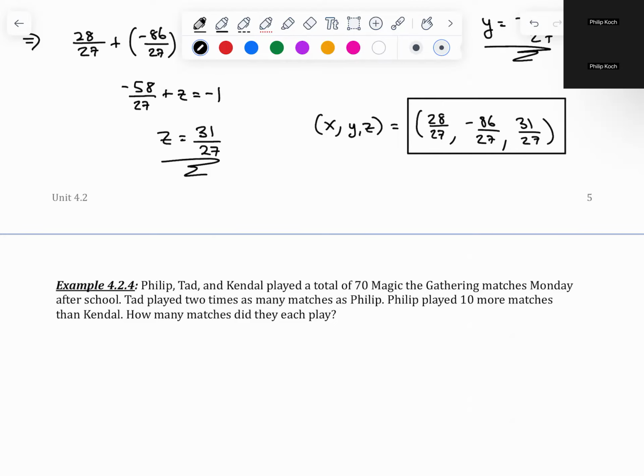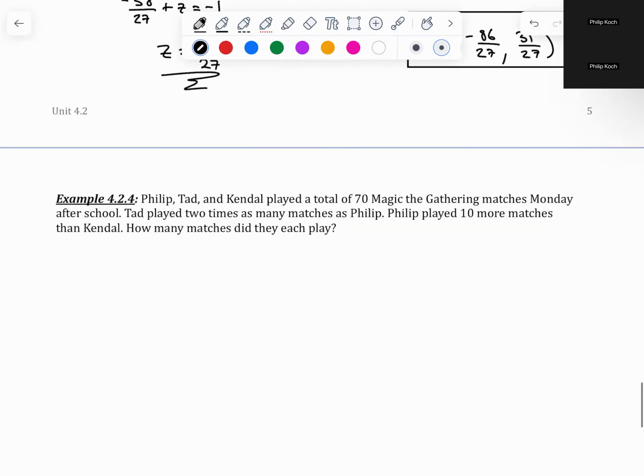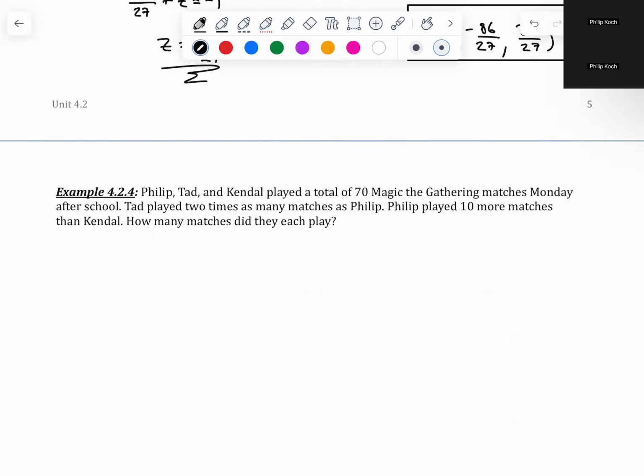So we're reading it, we're digesting the problem, and we ask ourselves, what are we trying to find? The number of matches that each person plays. So that will be our variables. And you can use X, Y, and Z. However, I think it would make more sense to use P, T, and K just to make it very visual. So let P equal matches for Phil, T equaling matches for Tad, and K equaling the matches for Kendall.